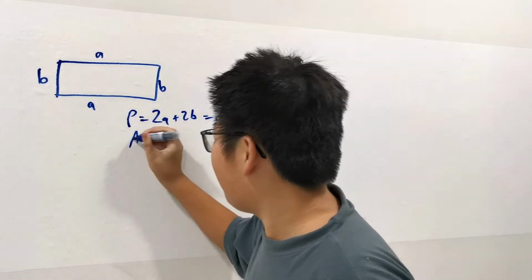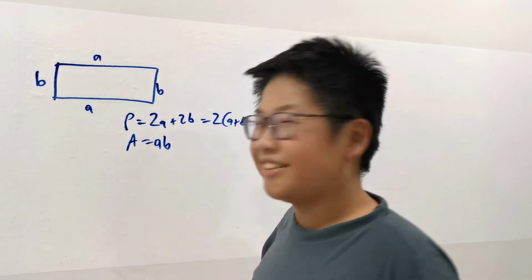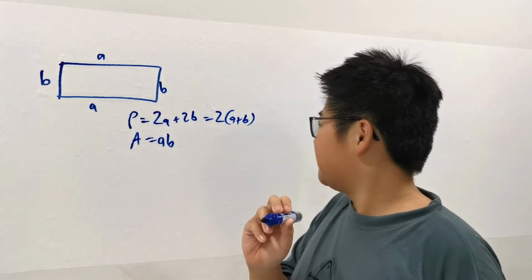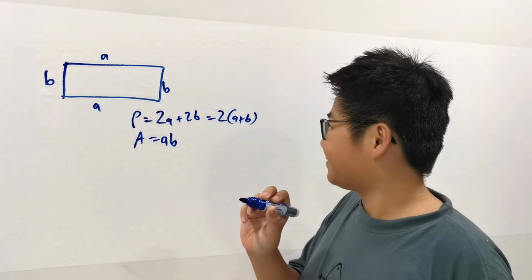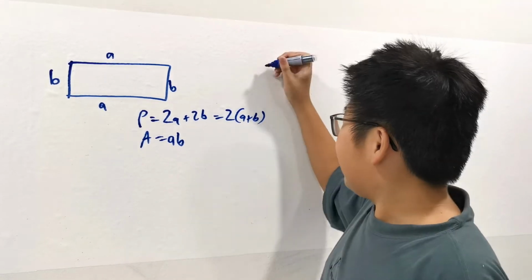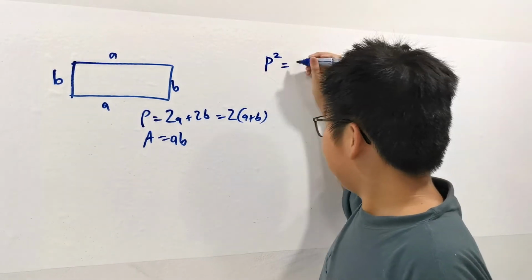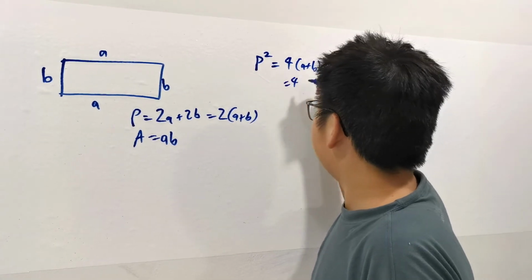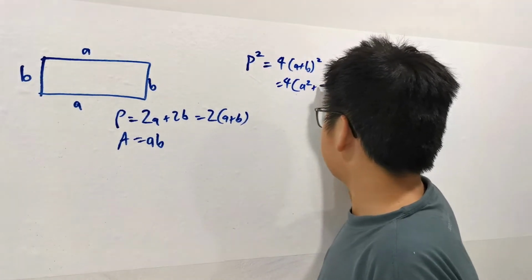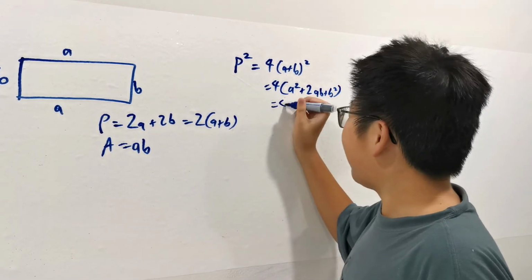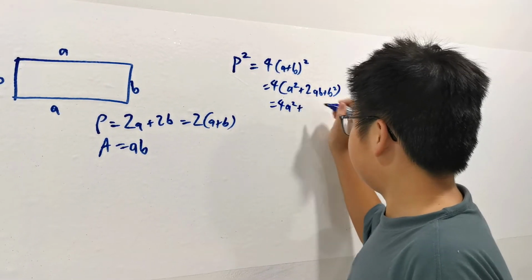This is just formulas. Okay, now here comes the tricky bit. Find a relation between the perimeter and the area. Now first, let's find the perimeter squared equals 4 times (a plus b) squared. And it's a formula that you might have to remember that (a plus b) squared is a squared plus 2ab plus b squared. And then you can expand the whole thing.